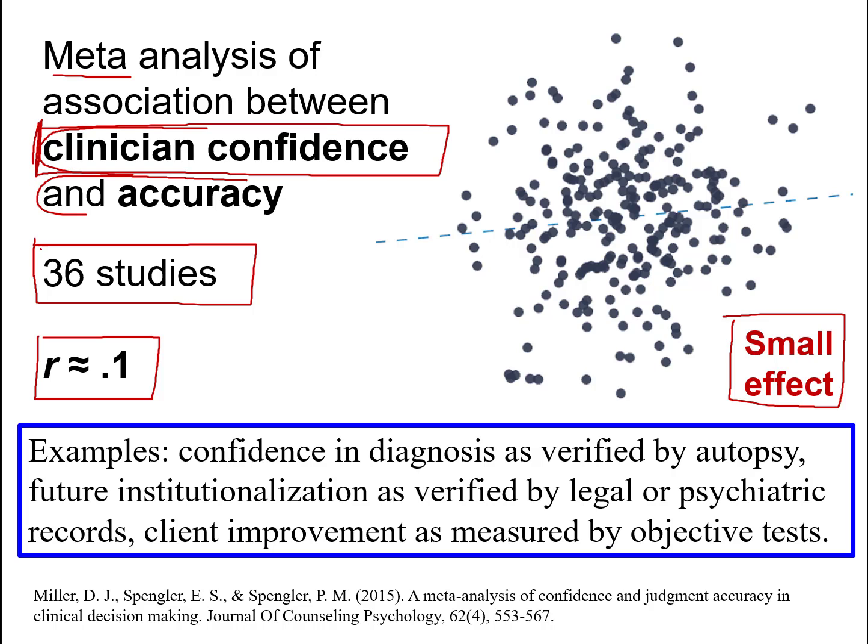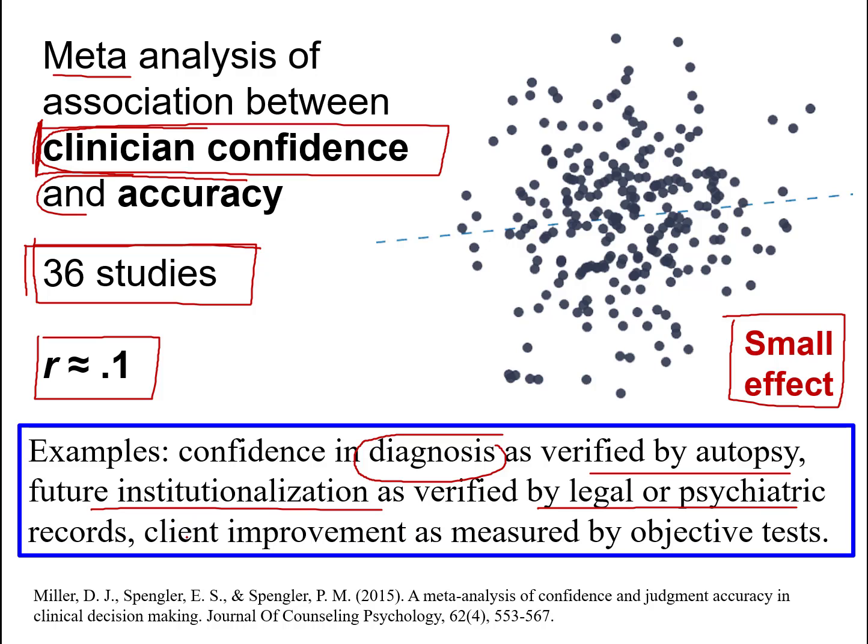And in these studies, they looked at clinician confidence, and then these were all studies where the clinician's diagnosis could be verified at a later point in time. So for example, in some cases there were medical doctors giving a diagnosis that could be verified by an autopsy at a later point in time. Or sometimes a clinician was making a judgment about whether someone might be institutionalized in the future, and that could be verified by legal or psychiatric records.